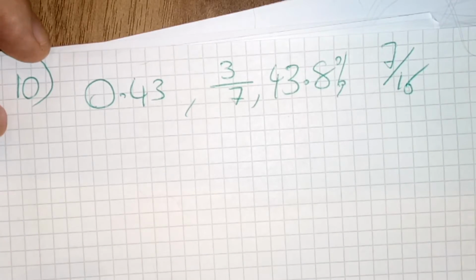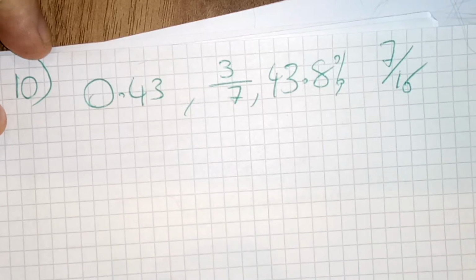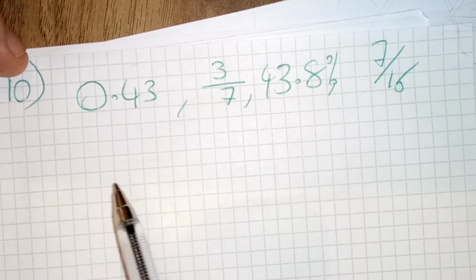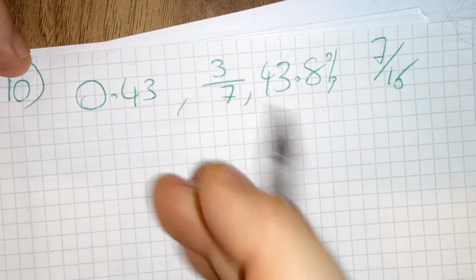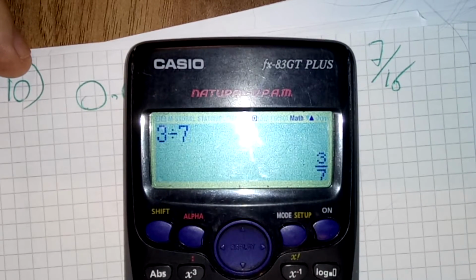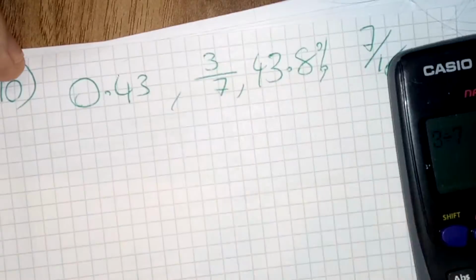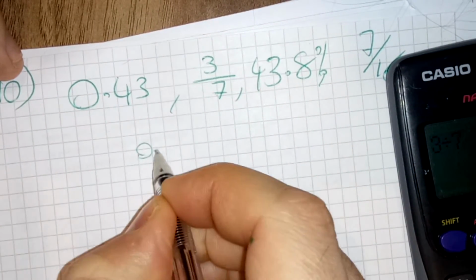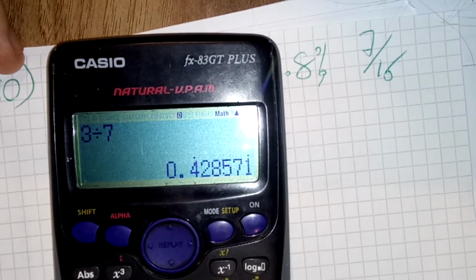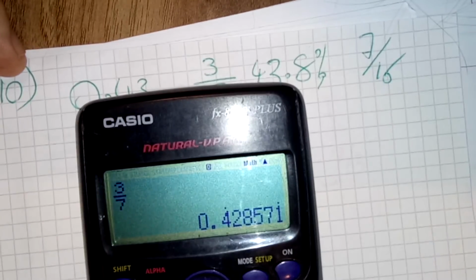I need to put these in order of size from the smallest to the largest. Now we can either change them all to decimals, we can change them all into fractions with the same denominator, or into percentages. I'm just going to go with decimals. To change 3/7 to decimals, it's just 3 divided by 7, S to D, which is 0.428571. If you don't know how to do this, for 3/7, press your S to D button, so it equals, then S to D button, and it tells you anyway.